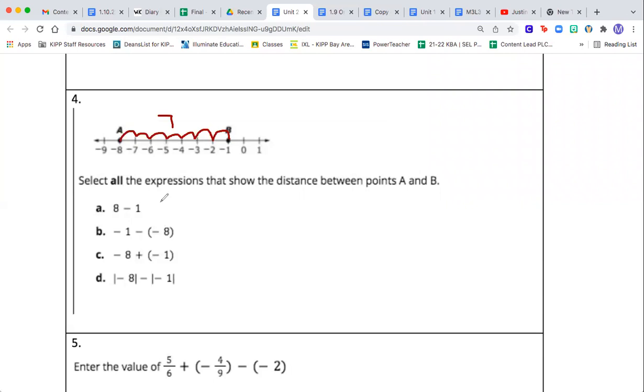So obviously the first one, we have 8 minus 1, and 8 minus 1 gives me 7. So we know that A is automatically the answer. Now we're going to test out the rest.